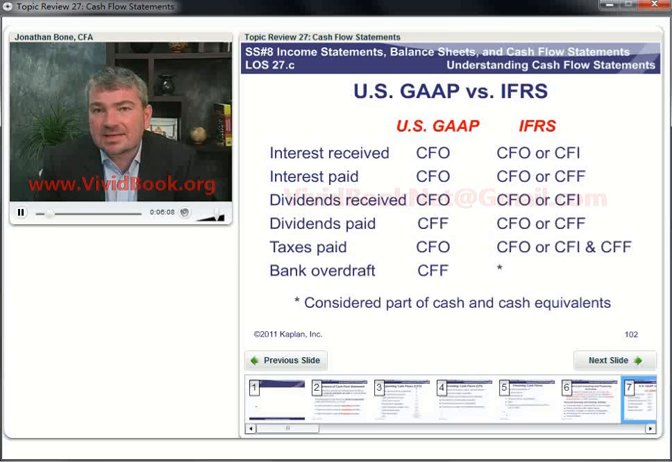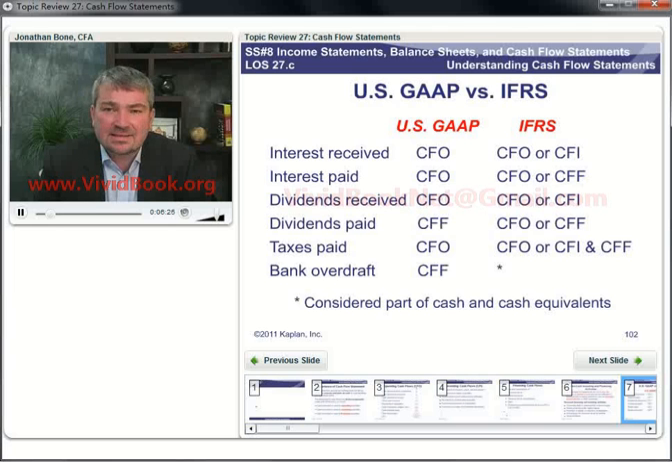Dividends received, well again, exactly the same as interest received. So US GAAP says CFO, IFRS says if receiving dividends is part of your core business operations because you're a financial institution, then put it through the CFO. If it's not and it's really sundry to your core business operations, then put it through CFI.